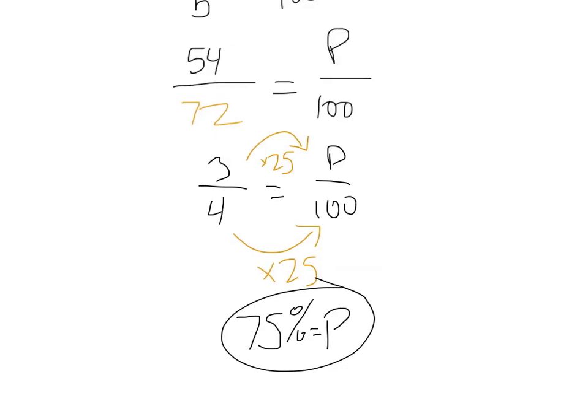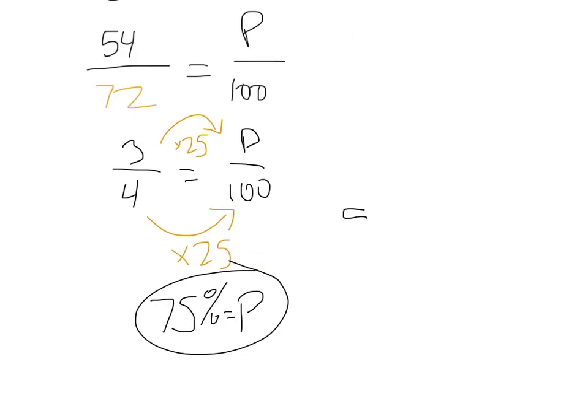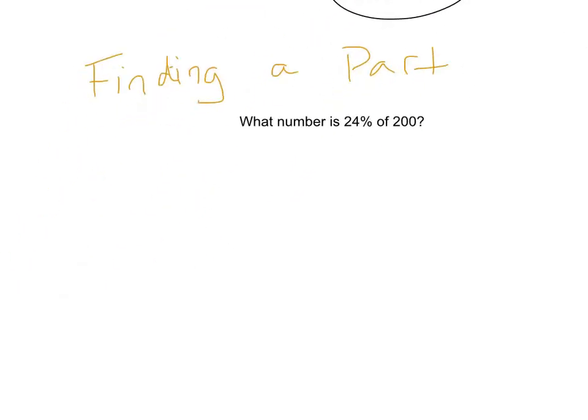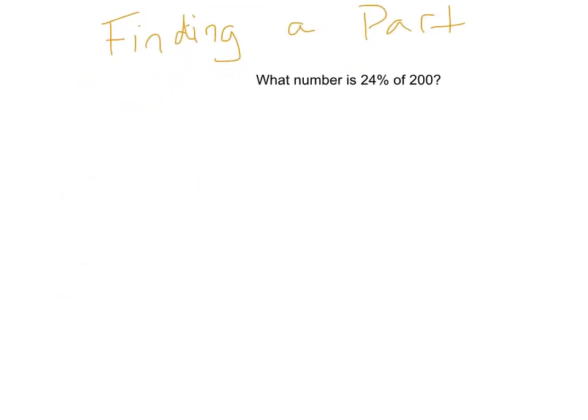Okay, so you could leave that as your answer, or you could rewrite as 54 over 72 equals 75 over 100. And if you put the 75 back into the proportion, you would then drop the percent sign. All right, so before, what we just did was finding a percent, right? We solved for P. But now we're going to find a part.